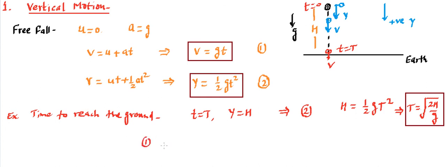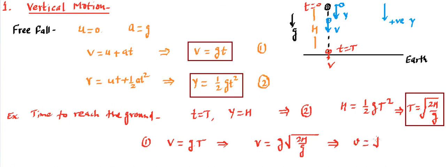If you use equation number 1, v will be equal to g into t. And what is the time? Time is capital T, which we have already calculated. So our answer will become the velocity at that instant of hitting is going to be g under root 2h by g, which you can simplify, then one g gets cancelled out. So velocity when it hits the ground is root 2gh.